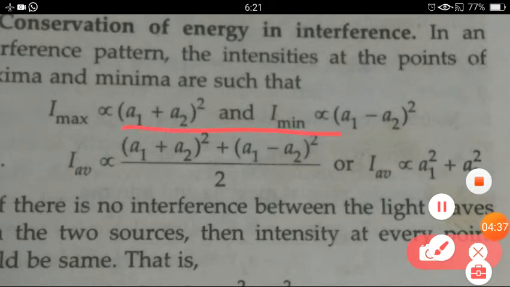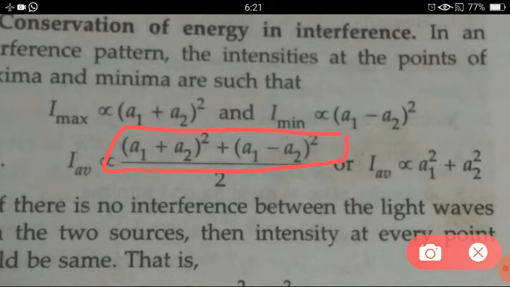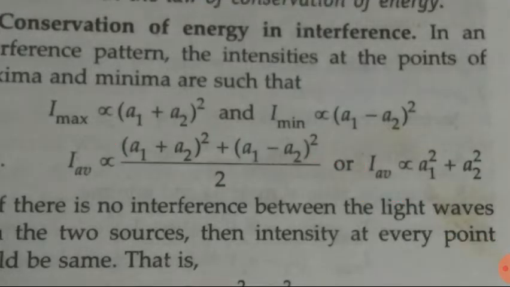Here you simply have to apply the formula, open the bracket and try to solve it on your own, okay, because we have now solved so many equations, so this is a very easy one. You try to solve this on your own. So I average we are getting is this one, A1 square plus A2 square, okay.